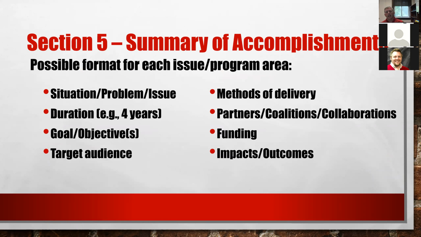As you look at each of those 2 or 3 big issue or program areas in your summary of accomplishments, I would just suggest you think about some common way of outlining or formatting each of those sections so it's easy for the reviewers to follow. So these are some suggestions, starting out from step 1, maybe the situation, the problem, the issue, leading all the way to the impacts and outcomes and verification of behavior change. This will look a little different from file to file, but something to think about. How do you organize the file so it makes sense to the reviewers?